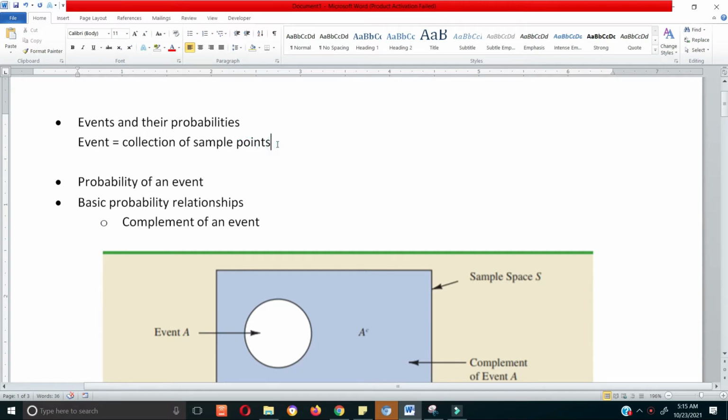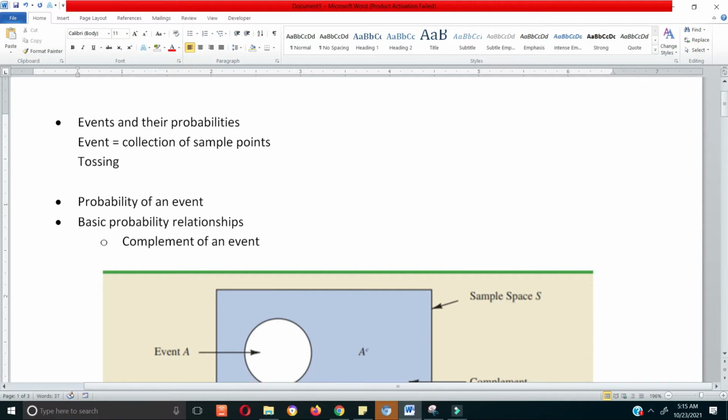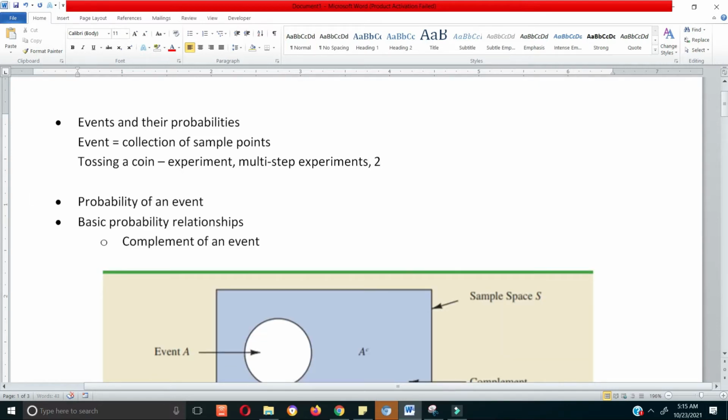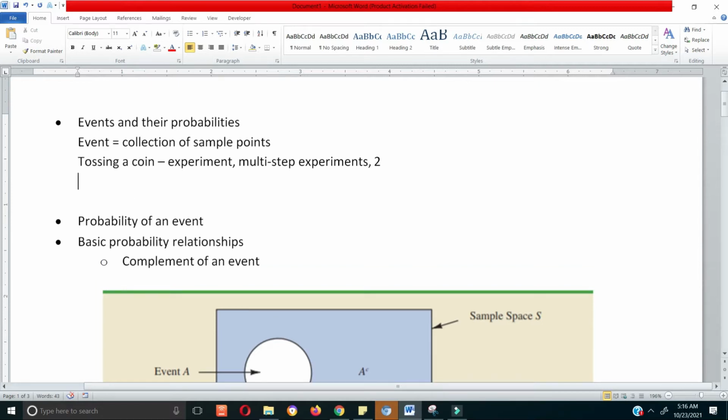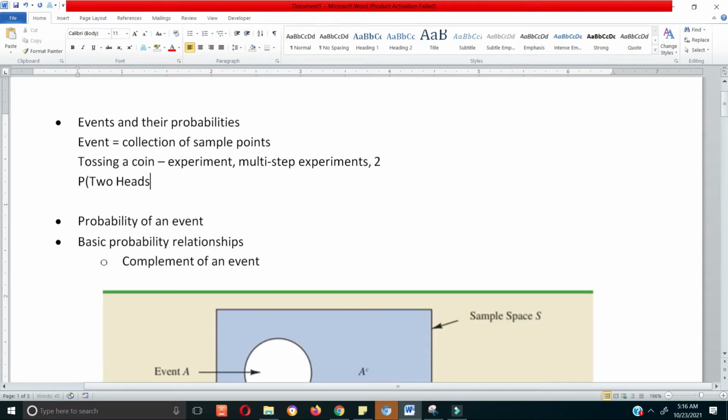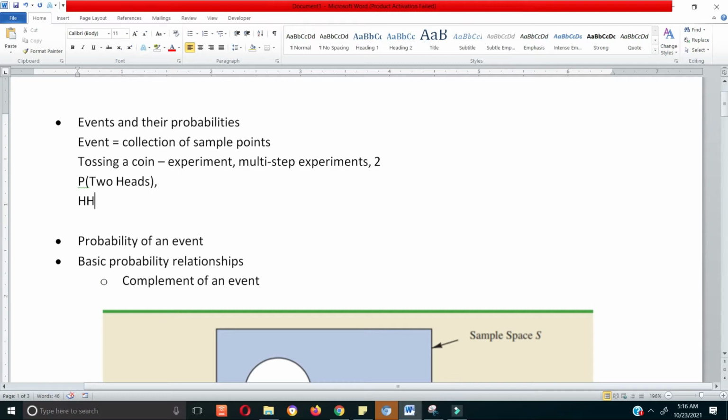For instance, let's say you're tossing a coin as your experiment. Let's say this is a multi-step experiment. You toss a coin twice, and you want to find the probability that you get 2 heads. So getting 2 heads is basically an event. It is a collection of sample points, and the sample point that you're looking at is HH, right?